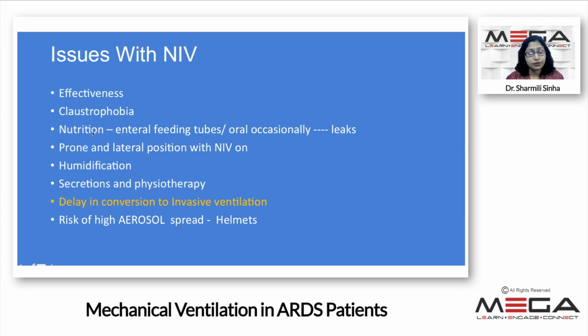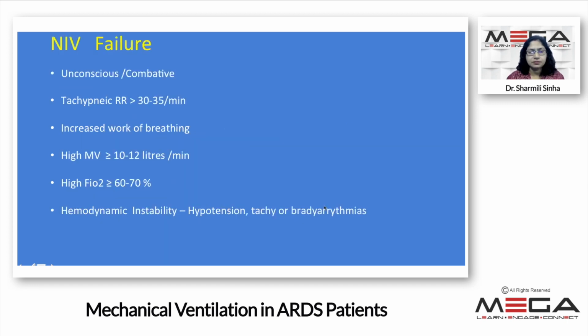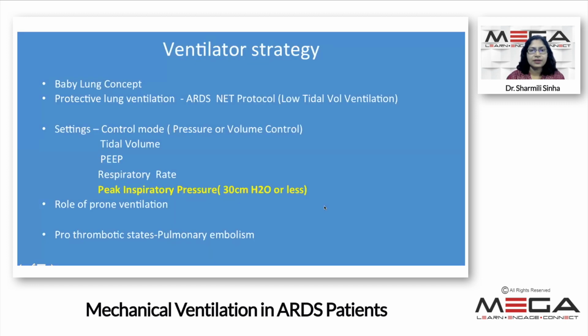Nutrition could be an issue if they're more dependent on the NIV. Humidification, secretions, and physiotherapy are also a problem, because if they're constantly attached to the NIV, you cannot suction and remove the secretions if the patient is unable to cough and take it out effectively. And invariably, that would result in a delay in conversion to invasive ventilation, increasing mortality thereby. So once the NIV fails, we have to go for intubation and put them on invasive mechanical ventilation.